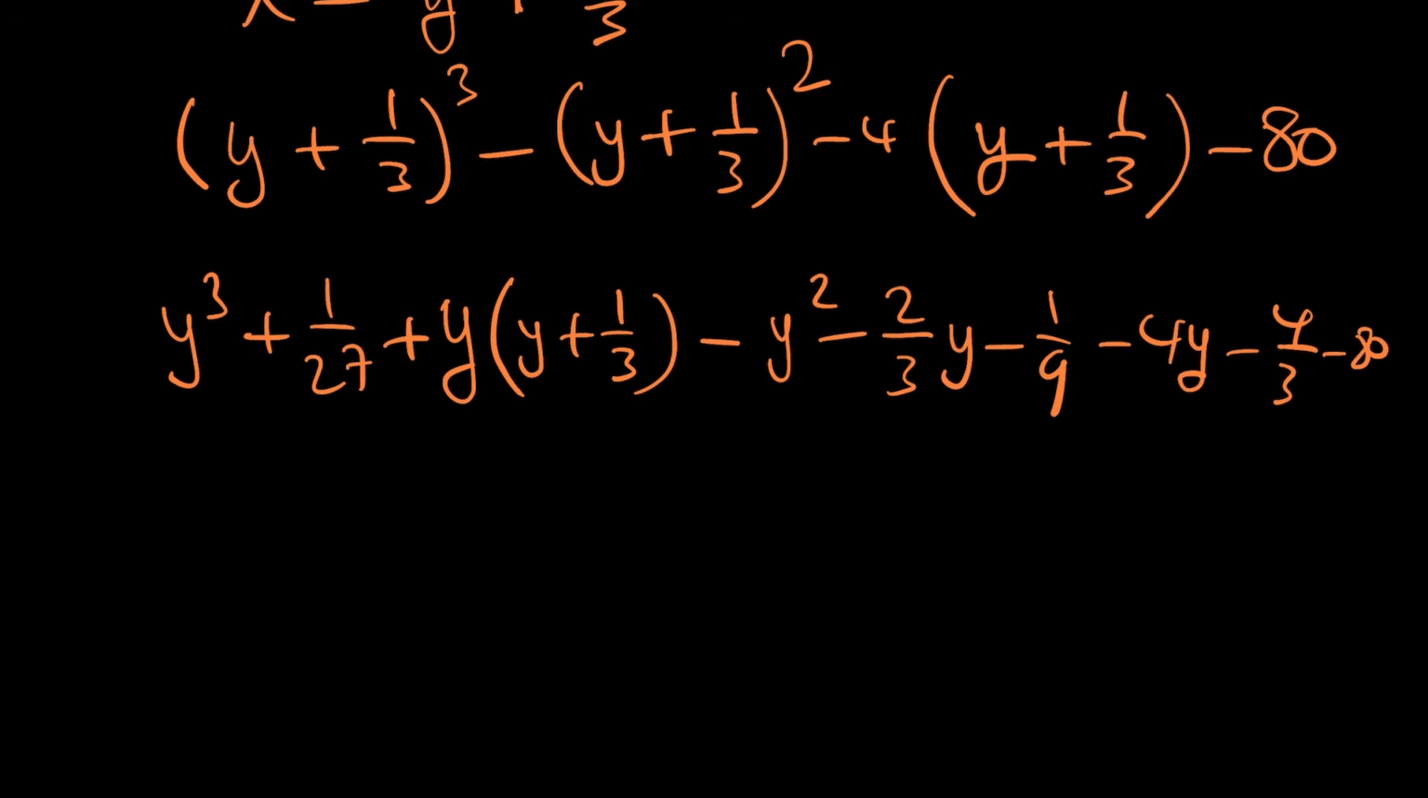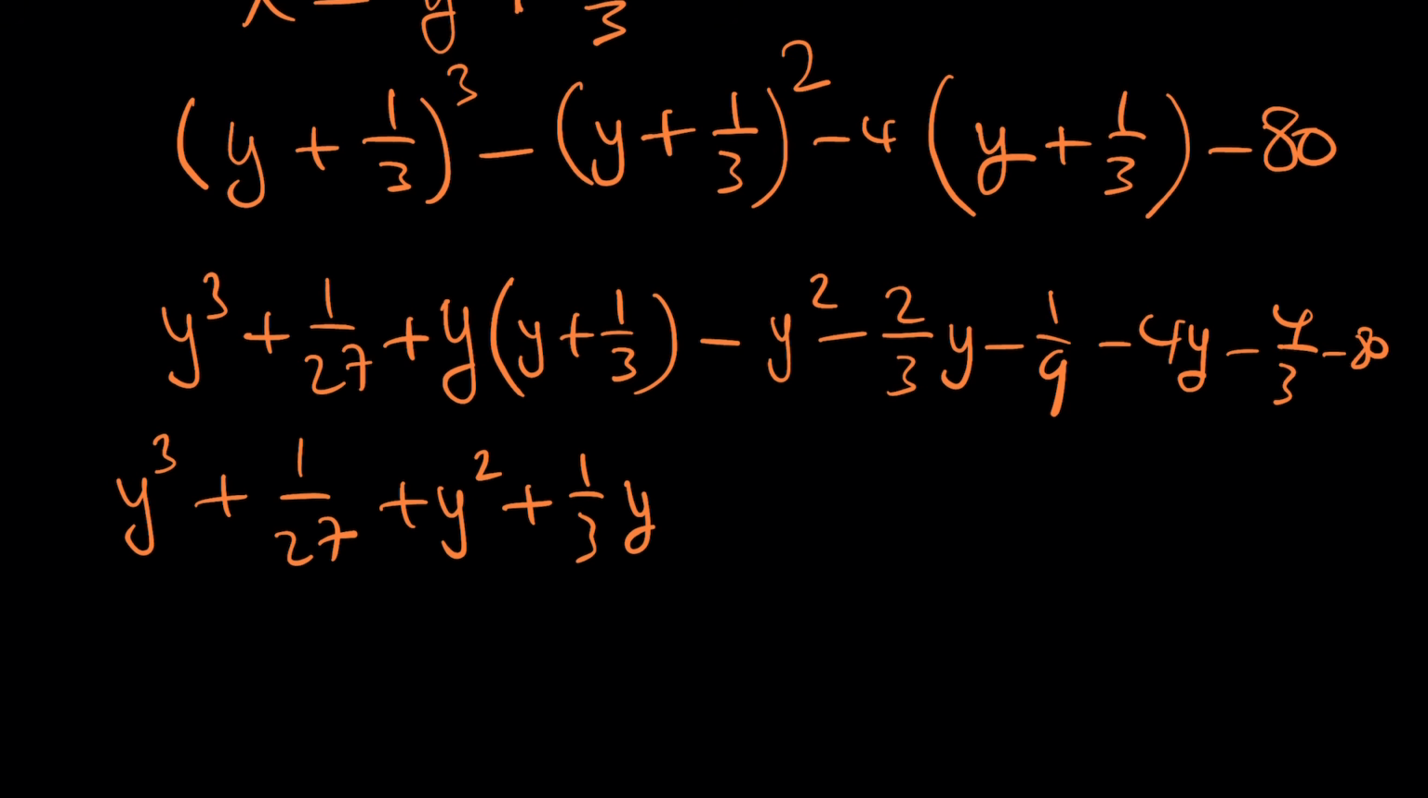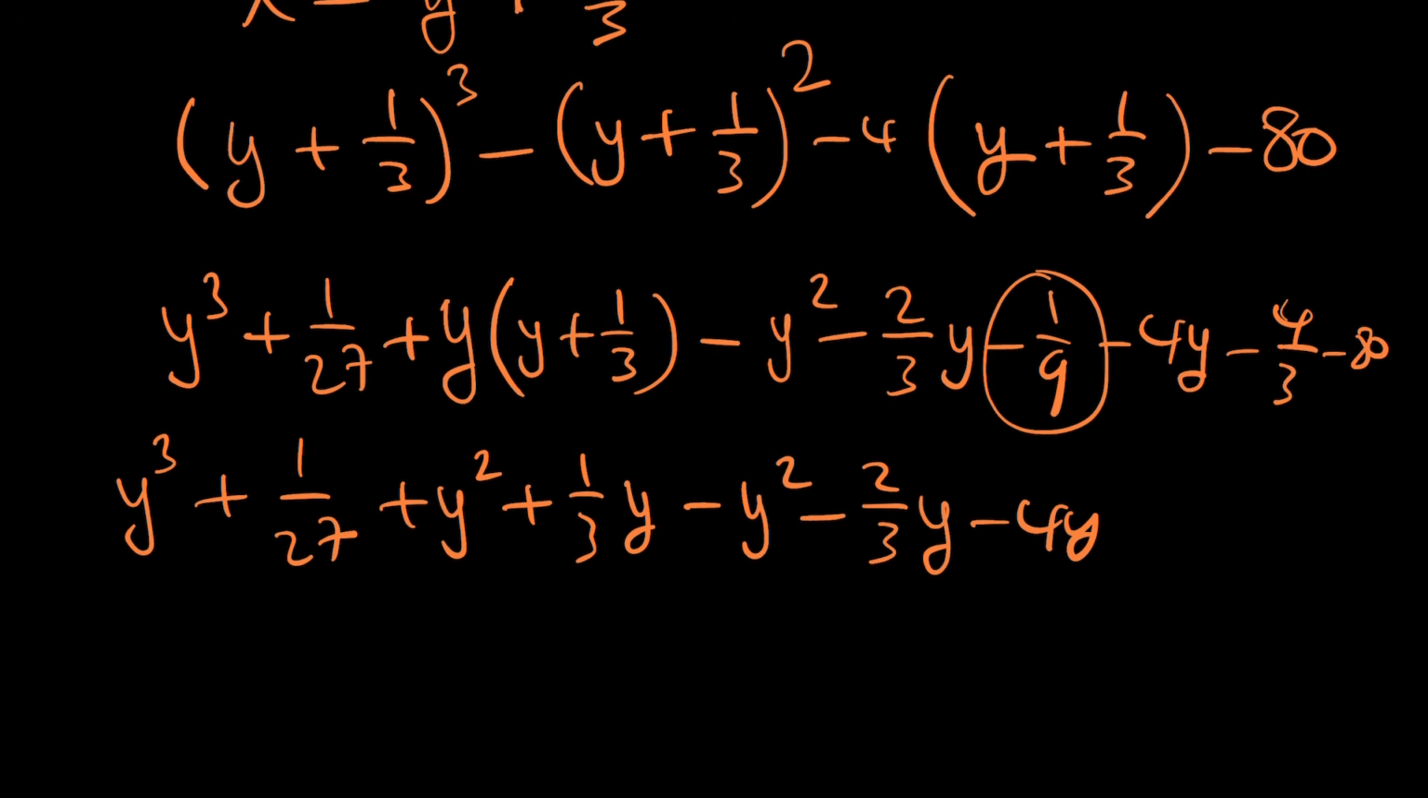But let's go ahead and distribute this and see what happens. y³ + 1/27 + y² + 1/3 y − y² − 2/3 y and then −4y. I can put these together. First of all, these two fractions are going to give me −12 − 1 = −13/9. And then 80 can be written as −200, actually, that's not true. I have to multiply by 9, so it's going to be 720 over 9. That's going to be −733/9, and that's equal to 0.